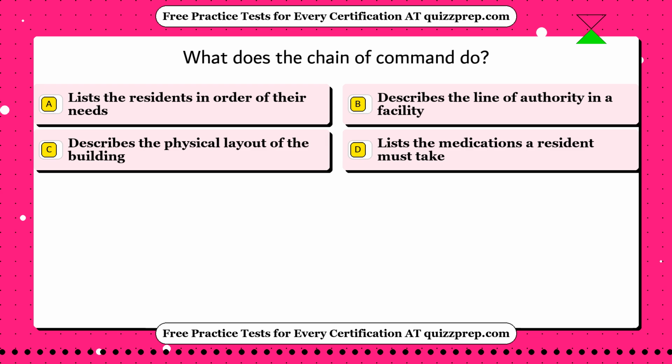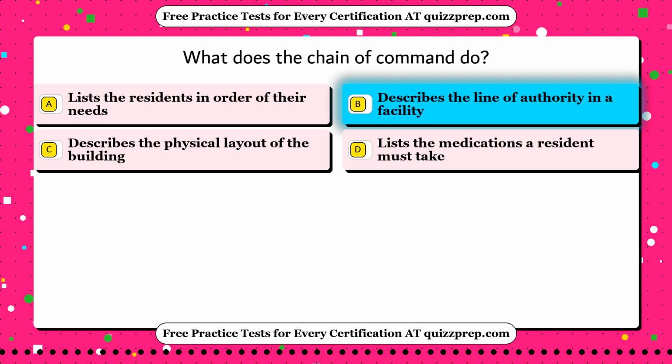Question 85. What does the chain of command do? Option A, lists the residents in order of their needs. Option B, describes the line of authority in a facility. Option C, describes the physical layout of the building. Option D, lists the medications a resident must take.